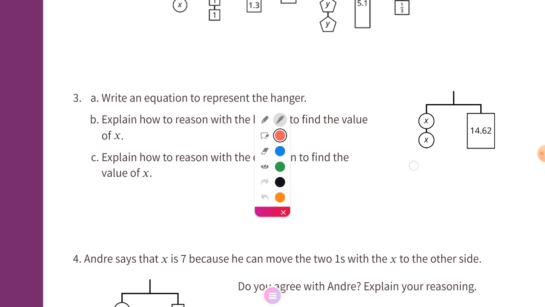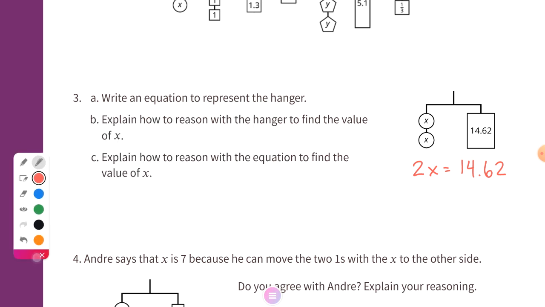2x equals 14.62. Okay, good job. 2x equals 14.62. Explain how to reason with the hanger diagram to find the value. That just means if you were explaining to someone how to solve it using this, what would you tell them? Tatum?